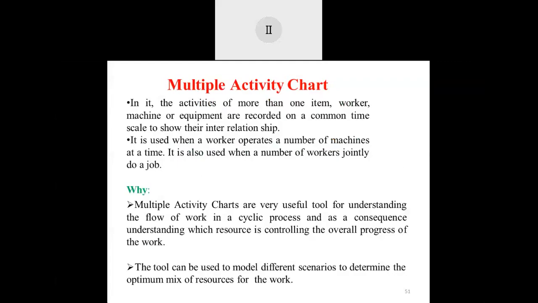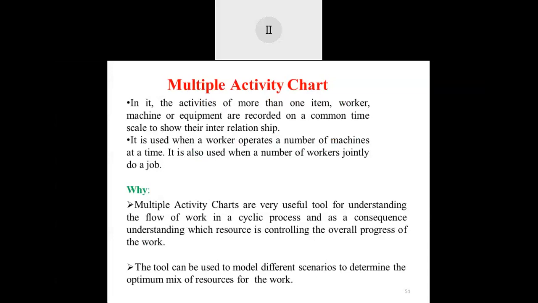So let's see more about multiple activity chart. In it, the activities of more than one item, worker, machine, or equipment are recorded on a common time scale to show their interrelationship. So more than one activity, that may be regarding the machine or equipment or item or worker, is recorded in a common time scale to analyze the interrelationship between them.